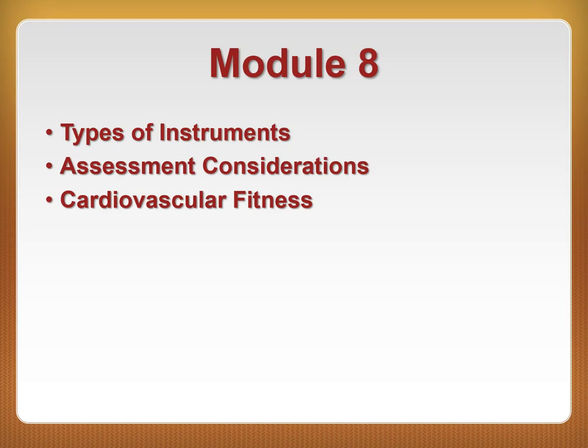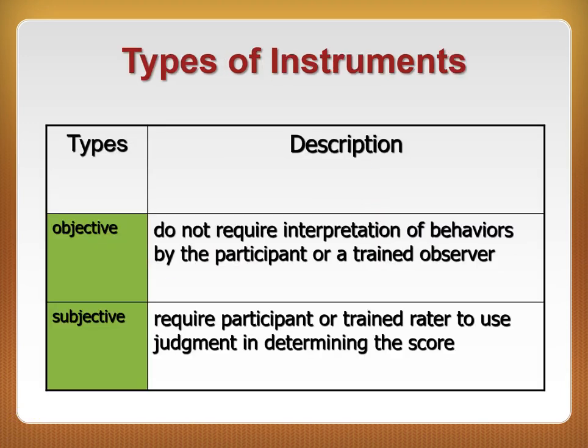In Module 8 we will cover types of instruments, assessment considerations, and cardiovascular fitness. There are two types of instruments, which are objective and subjective instruments. Objective instruments do not require interpretation of behaviors by the participant or a trained observer, like steps picked up by a pedometer. While subjective instruments require the participant or trained rater to use judgment in determining the score, such as a self-reported questionnaire.